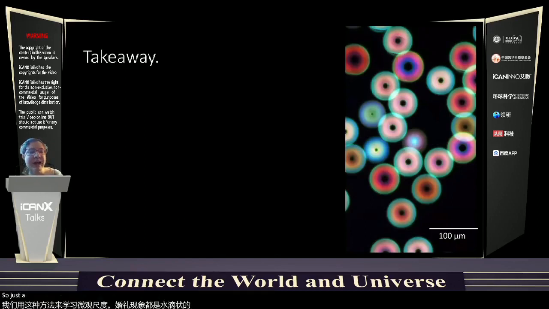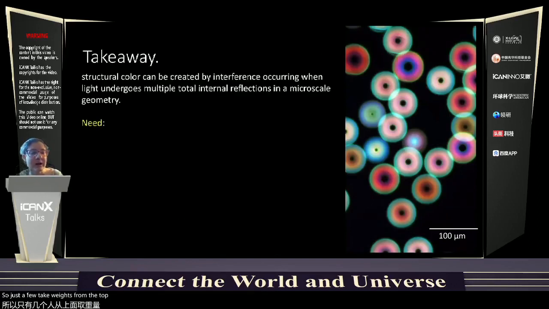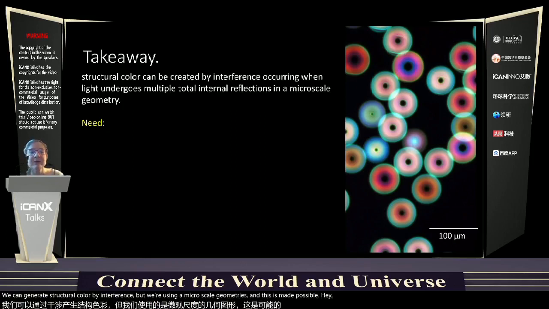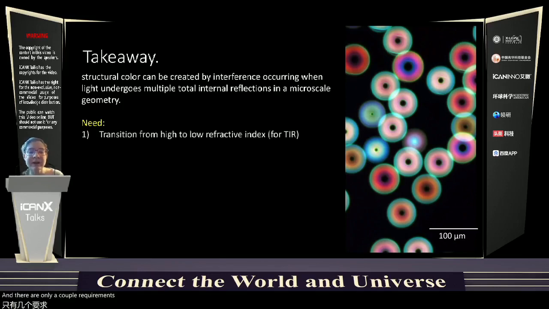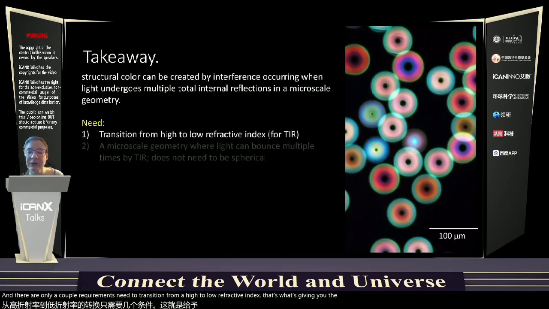So just a few takeaways from this talk. We can generate structural color by interference, but we're using microscale geometries. And this is made possible when you have light undergoing multiple total internal reflections at a microscale concave surface. And there are only a couple requirements. You need a transition from a high to low refractive index. That's what's giving you the total internal reflection.